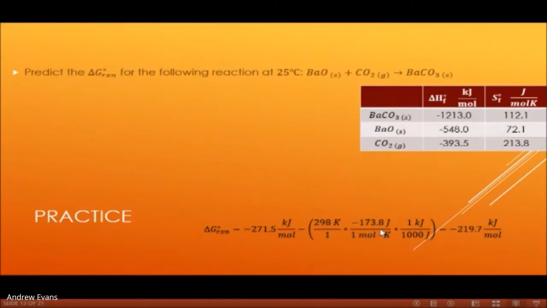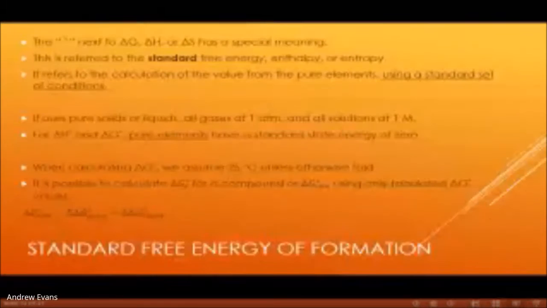So while this is not entropically favored, because we go from a gas to a solid, it is enthalpically favored in that when you absorb the carbon dioxide onto the barium oxide, it produces a lot of heat. So will this reaction happen? We have a negative 219.7. The answer is yes. When you have a negative delta G, it is favored.